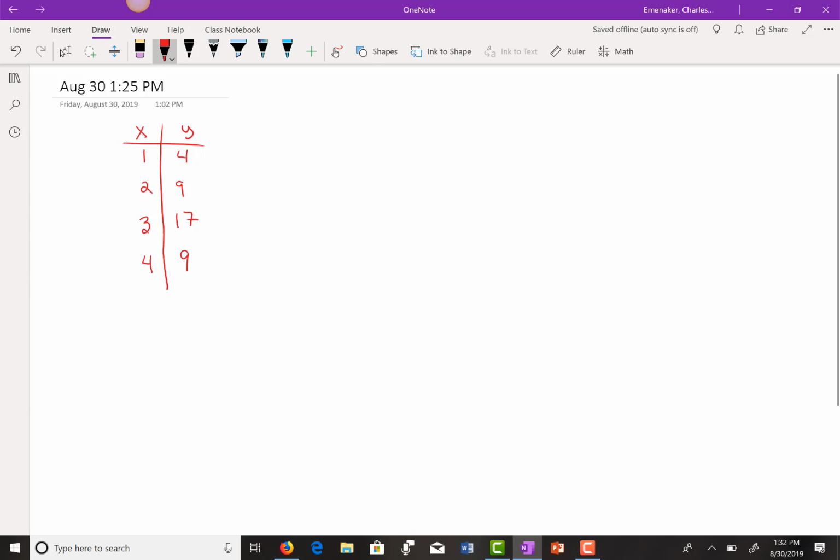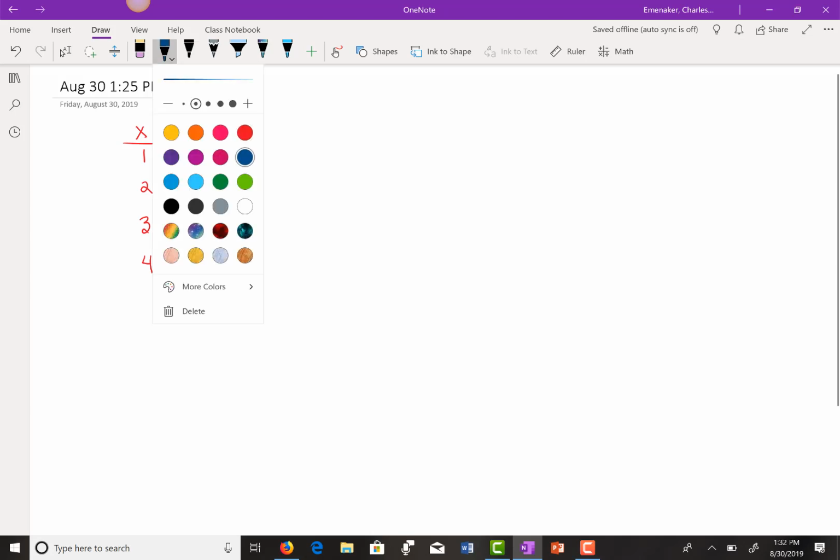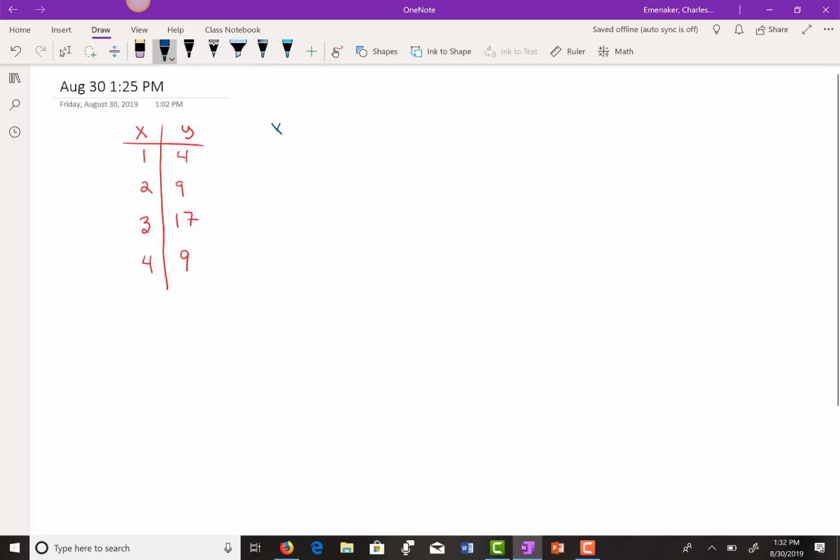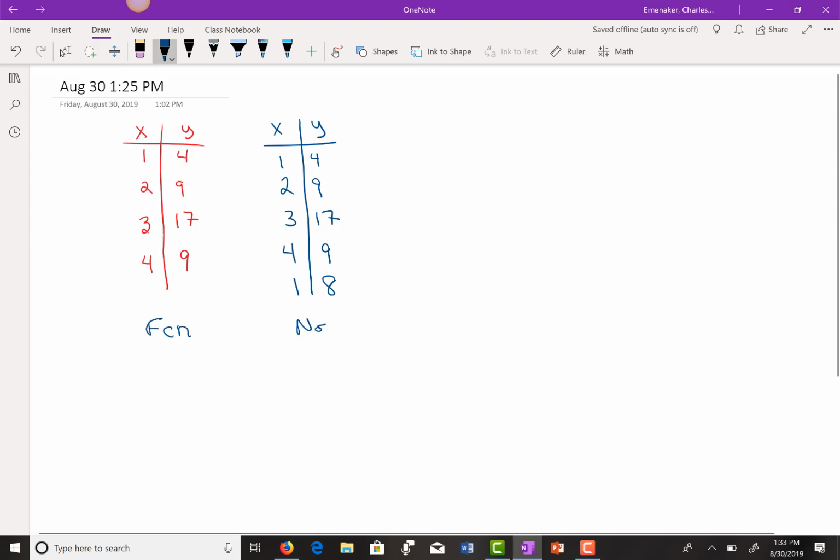Let me compare that to something that's not legal. Let's say we have x and y. Let's say we have x 1, y 4; x 2, y 9; x 3, y 17; x 4, y 9; x 1, y 8. The concern is, where does the repeat occur? Okay? This is a function. This is not a function.